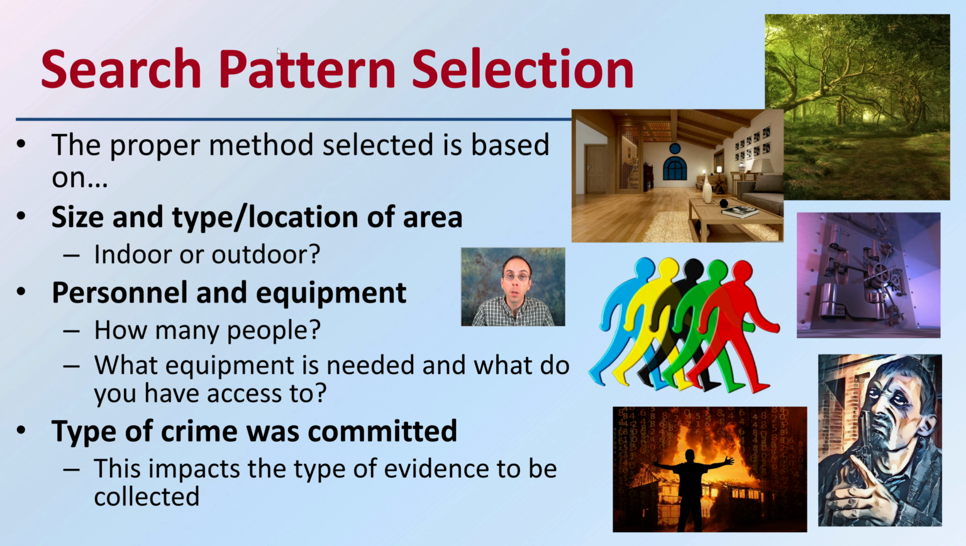The type of crime that was committed, if we can establish that or have an idea of it early on, can impact the type of evidence that's going to be collected, and that can also influence what pattern you choose so you can be most effective.